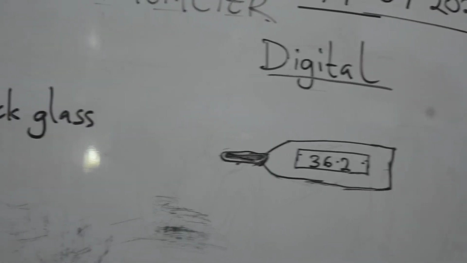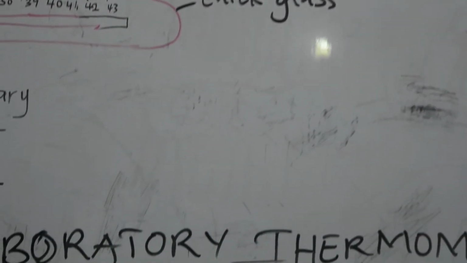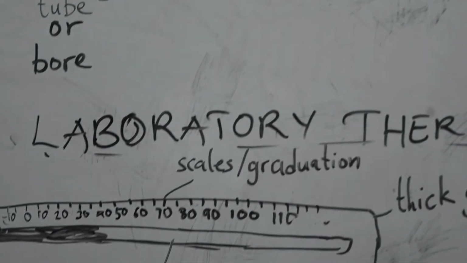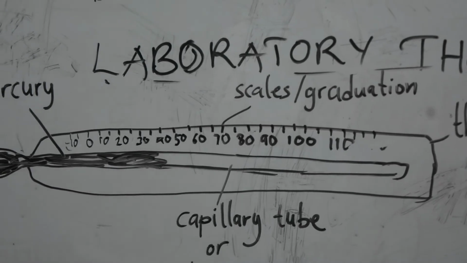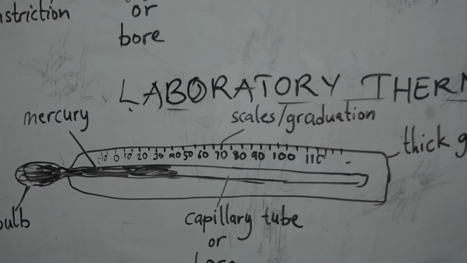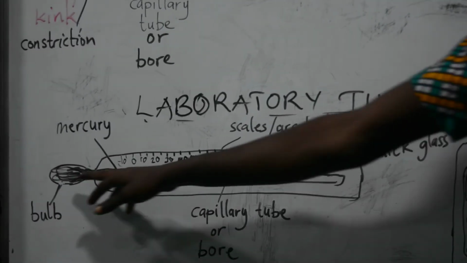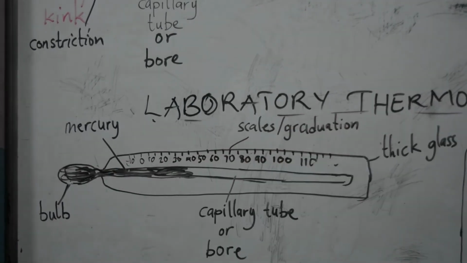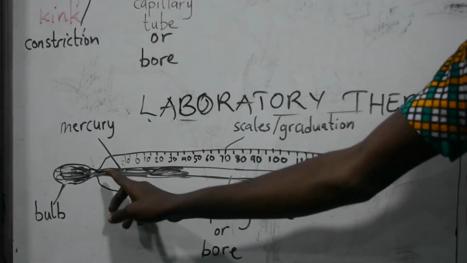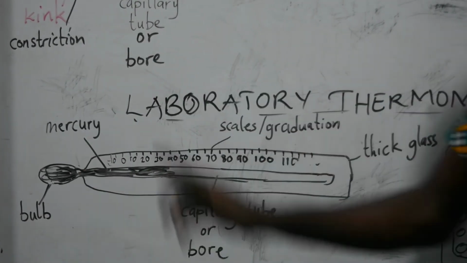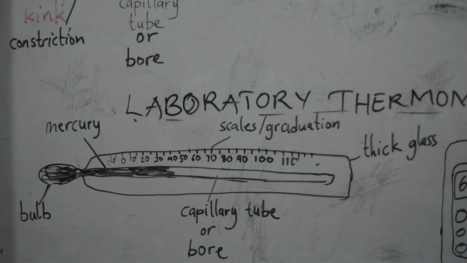Now, let's look at the laboratory thermometer and some of the parts. The laboratory thermometer also has a bulb, just like the clinical thermometer. It also contains mercury or alcohol, as you can see. But then it has no kink. It has no kink. That makes the difference. Aside that, it has the bore or capillary tube. It has the scales or graduations, and it's covered with a thick glass, just like the analog clinical thermometer.